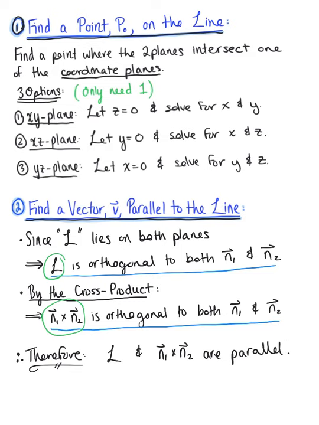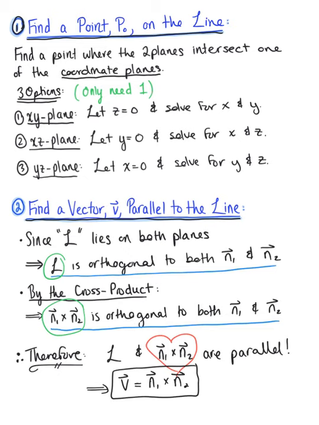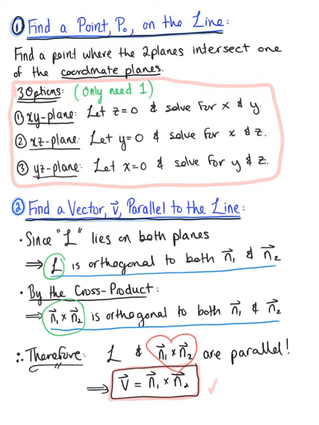And this is exactly what we needed. We needed a vector that's parallel to the line. So we can go ahead and define the parallel vector v as the cross product of the normal vectors of our two distinct planes. And so now we are officially ready to go. We have a method to find a vector that is parallel to the line, as well as three different options for finding an ordered triplet that's on the line. So we're ready. Let's go ahead now and look at some examples.